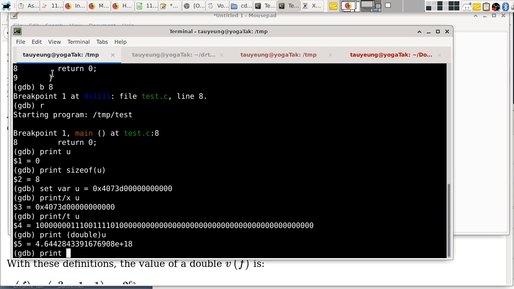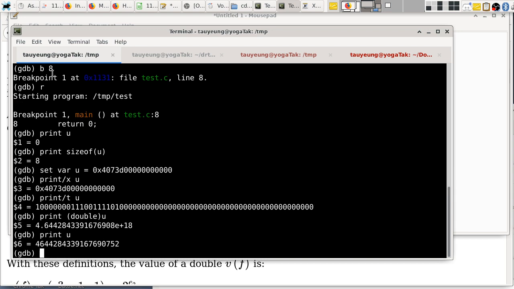Because if you say print u without using /x, you can see that it gives you the same thing. This is the unsigned interpretation of the 64 bits. But that's not what we want, because we want to look at those 64 bits, but using the interpretation of a double. We don't want to look at the most significant bit and say, oh, this is specifying how many 2 to the power of 63s we have. That's the wrong interpretation. That is just a sign bit.